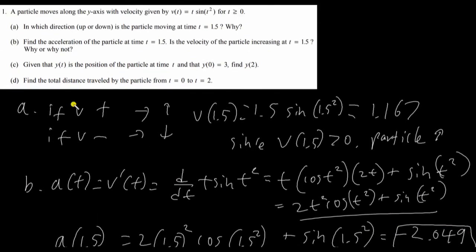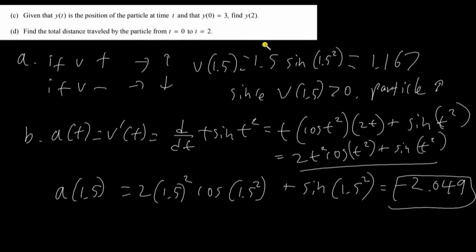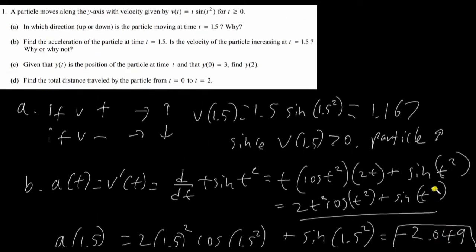The second part of the question is asking, is the velocity of the particle increasing? If the velocity is increasing, then the acceleration is going to be positive, and if the velocity is decreasing, then the acceleration is going to be negative. Since in this case we have a negative acceleration, our velocity is going to be decreasing. So, is the velocity increasing? Well, no, it's decreasing because the acceleration is negative. That would be our justification.